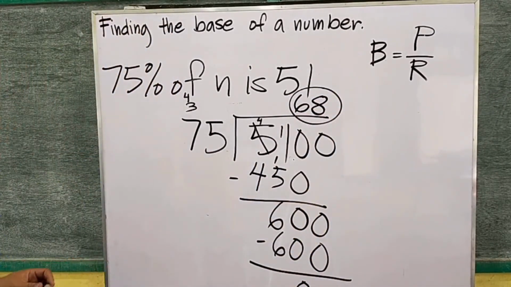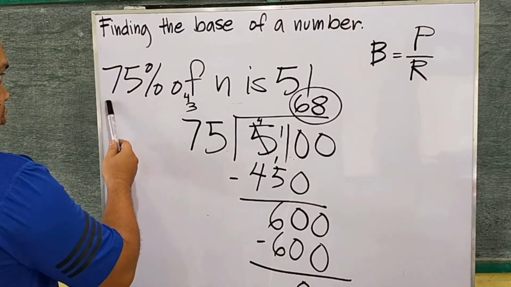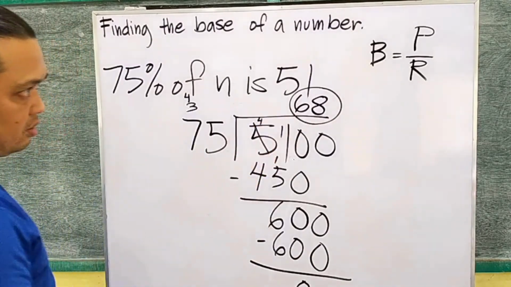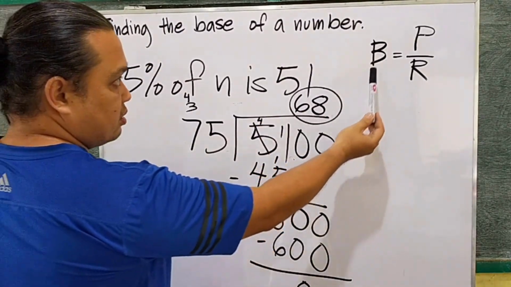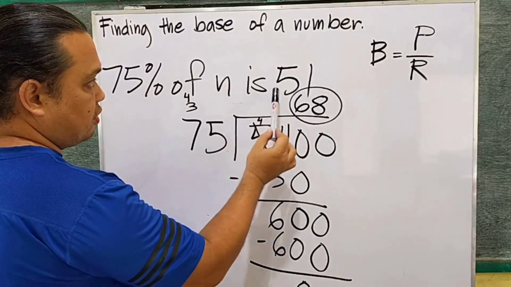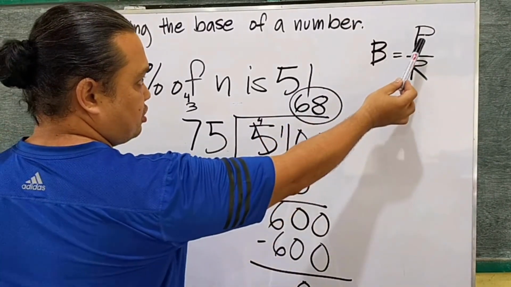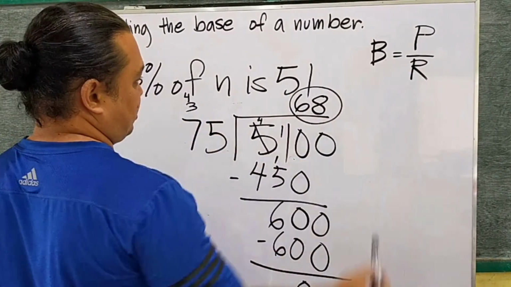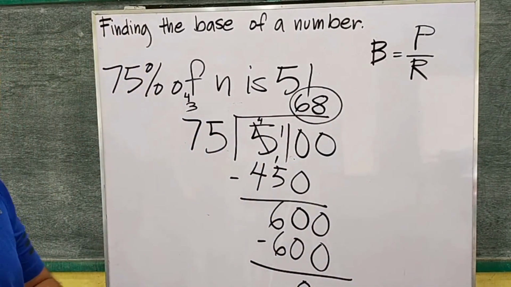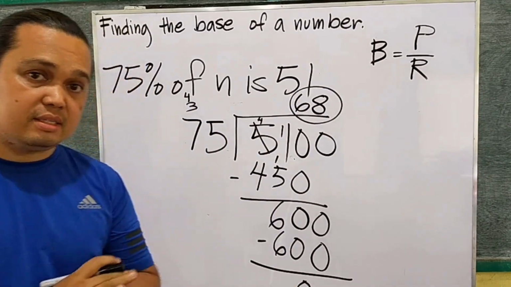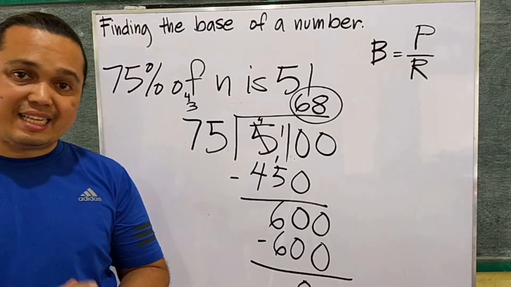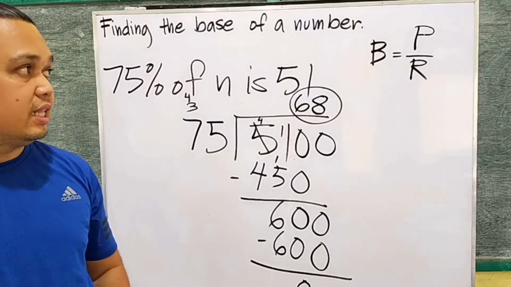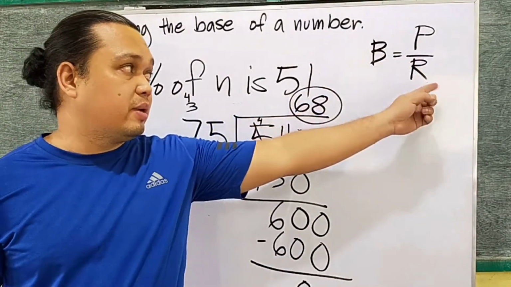Now, 75% of what number is 51? That's 68. 68 for our base here, 51 for our percentage, while 75% for our rate. So that's how you get the base. Just use the triangle to get the formula, which is looking for the base: that's percentage divided by rate.